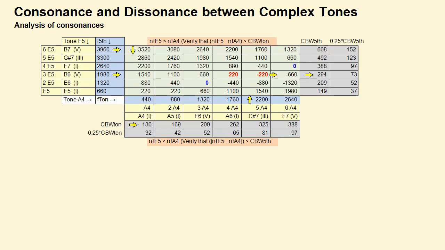Next, we will consider two cases for determining the critical bandwidth. The first case corresponds to the 3520 Hz beat between the B7 of 3960 Hz and the A4 of 440 Hz. In this case, the lowest frequency is 440 Hz, so the critical bandwidth must be calculated for this frequency, which turns out to be approximately 130 Hz.